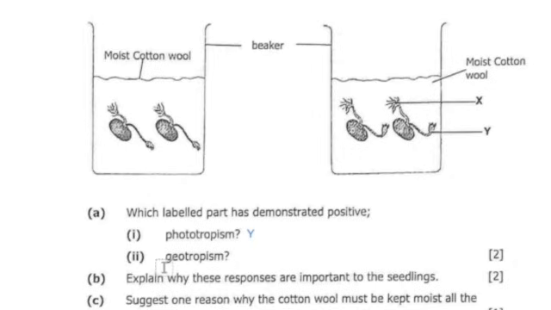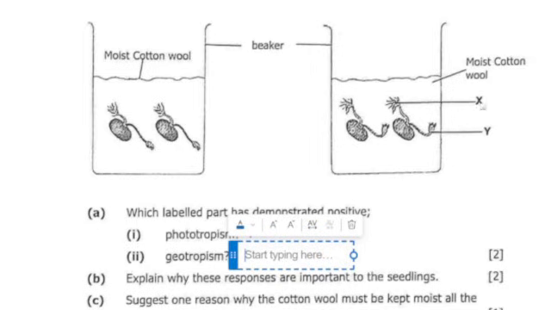Positive geotropism is exhibited by X. You can see these are roots and they are facing down. When you look at this picture at the beginning, you see that the roots were pointing upwards. Now here they are bending downwards. That means these are the ones that have responded positively to geotropism. They are going down towards the earth.